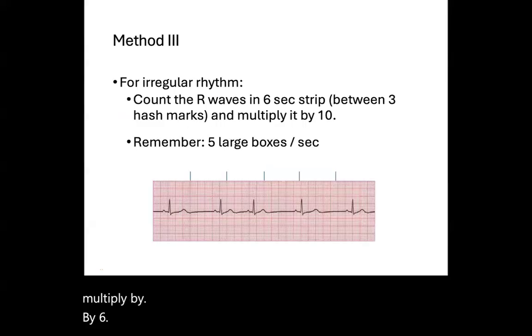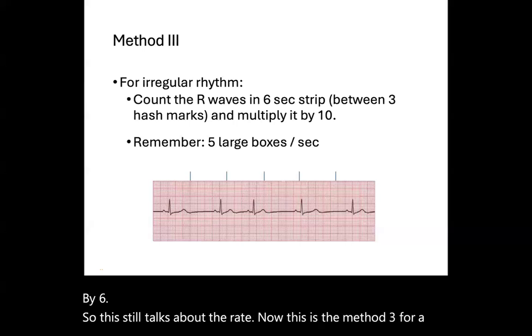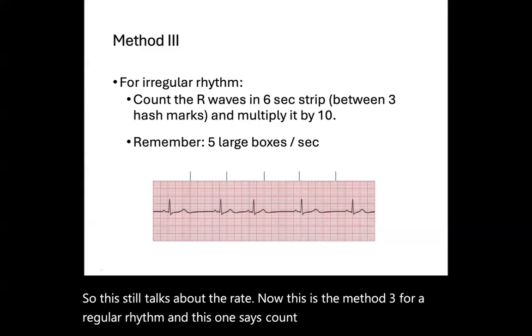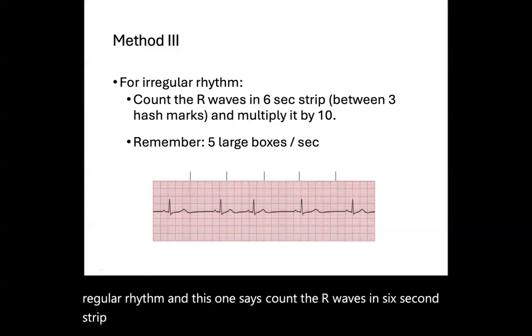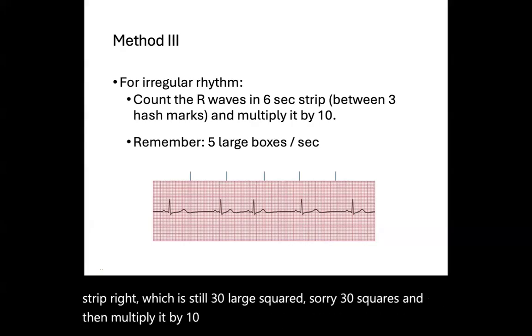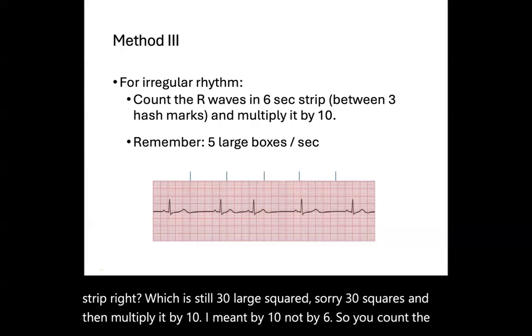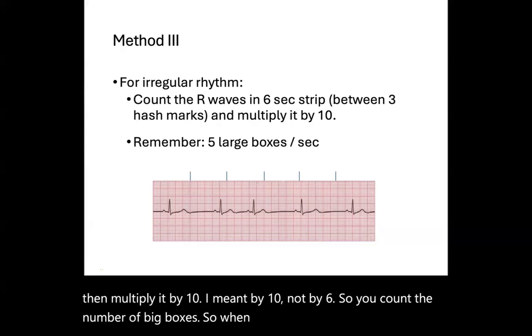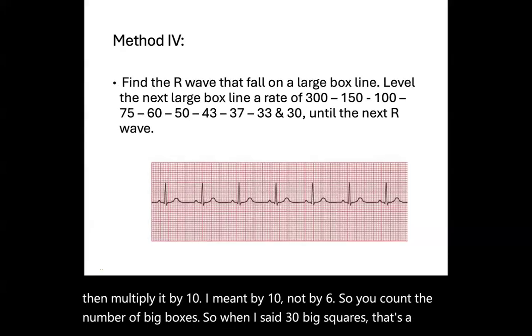So this still talks about the rate. Now, this is method 3 for irregular rhythm. It says count the R waves in a 6 second strip, which is still 30 large squares. Sorry, 30 squares and then multiply it by 10. I meant by 10, not by 6. So you count the number of big boxes. When I said 30 big squares, that's a 6 second strip.